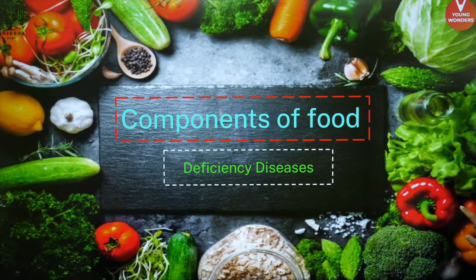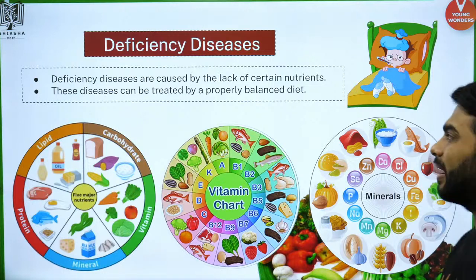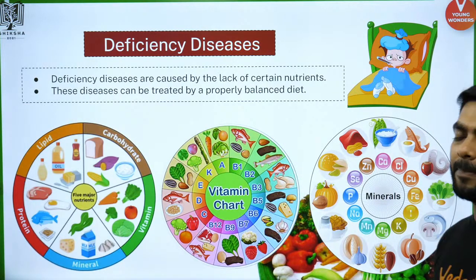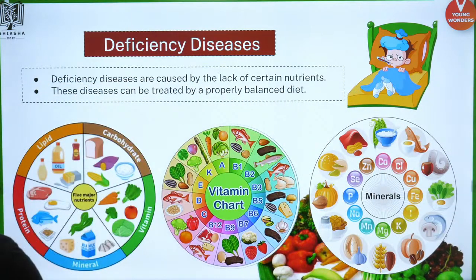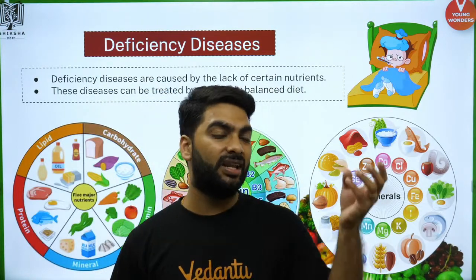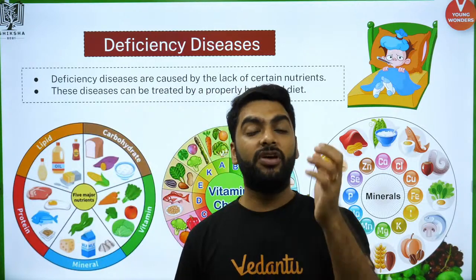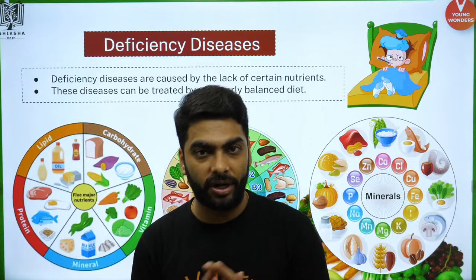And now let us talk about deficiency diseases. So deficiency diseases are caused by the lack of certain nutrients. They can be treated by a properly balanced diet. Nowadays, many people are resorting to having multivitamins. People will eat multivitamins, they will eat some powders, they will have certain kind of drinks, which they think will boost the nutritional level in the body.